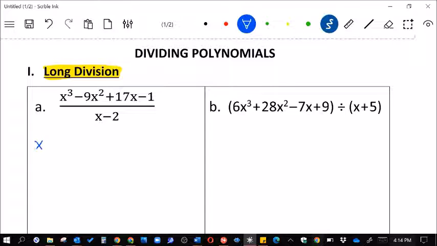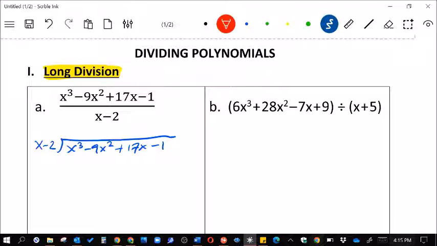So here we're going to do x minus 2 and the division line and put x cubed minus 9x squared plus 17x minus 1. So the goal here is to get this so that this is x cubed here. So this x has to turn into x cubed so that I can then subtract it and they would both go away. So my goal is to think, what do I do to the x to make it into an x cubed? So the answer to that would be it's an x squared. So I would do x squared times x, and that would give me the x cubed.